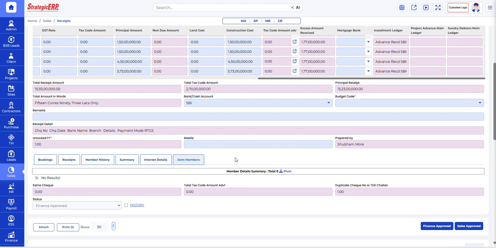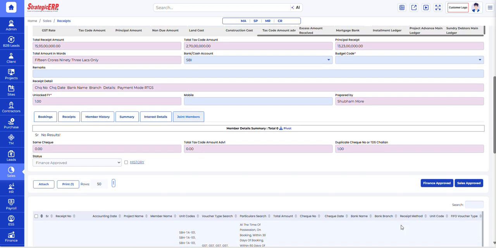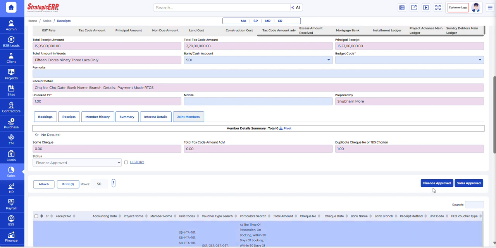Joint members are those who, when you have booked the unit, may also include your spouse, or parents, or next of kin, which is collected against that unit. Once there are different stages of approval, and you do a finance approval, this will be the final output which will be posted to the financial system.